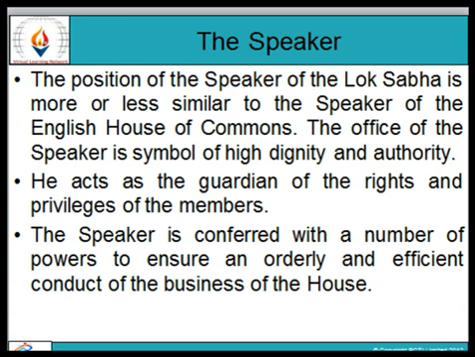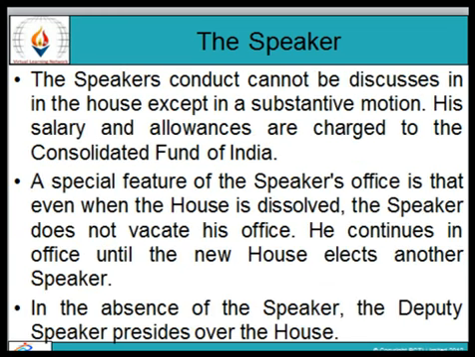Speaker. The position of the Speaker of Lok Sabha is more or less similar to the Speaker of the English House of Commons. The office of the Speaker is a symbol of high dignity and authority. He acts as the guardian of the rights and privileges of the members. The Speaker is conferred with a number of powers to ensure an orderly and efficient conduct of the business of the Houses.